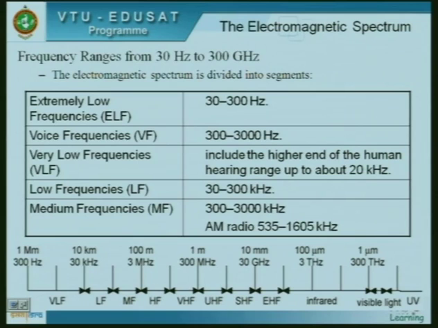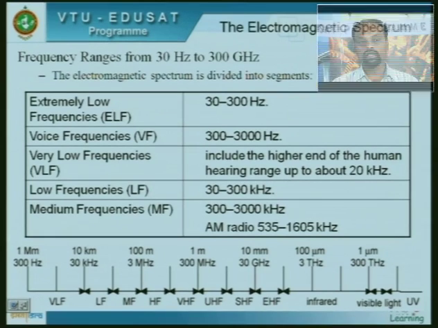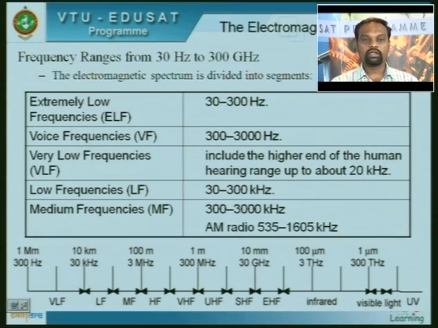The electromagnetic spectrum is divided in terms of frequencies. When we talk about frequencies, it can start from very low frequency, around 30 hertz, and go up to 300 gigahertz and beyond. So the electromagnetic spectrum, which has been standardized, describes various bands, starting from 30 hertz to 300 gigahertz.